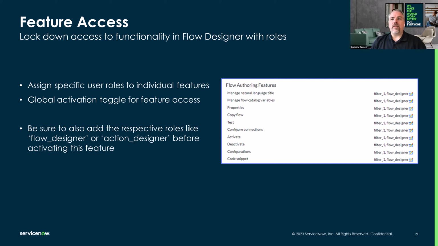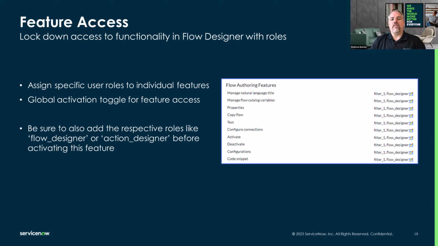So Lisa put in this handy note there. If you turn this on, and it is not turned on by default, you need to make sure that you don't remove permissions that otherwise were already being granted to users unless you mean to. So you need to go add in things like flow underscore designer and action underscore designer to the appropriate areas in the flow authoring features so that you're granting the right amount of access to each of these that you want.